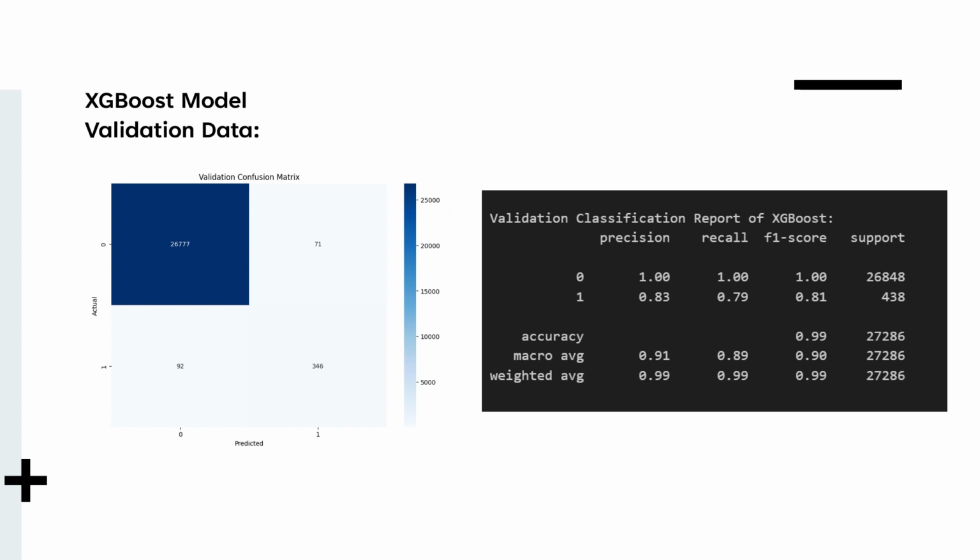The classification report for the XGBoost model on validation dataset indicates that the model achieved 99% accuracy on the validation dataset. For the class level 0, the precision and F1 score are 100%, which states that the model is performing perfectly on class 0.